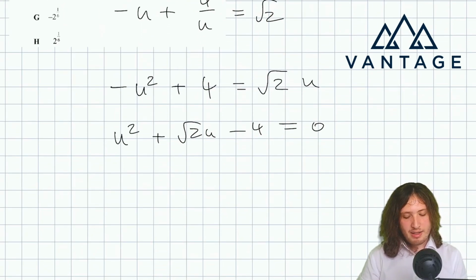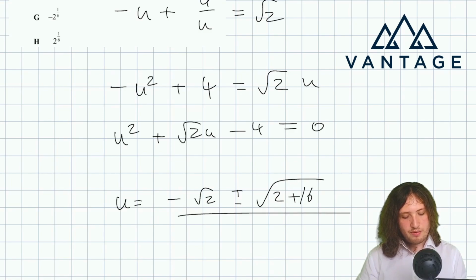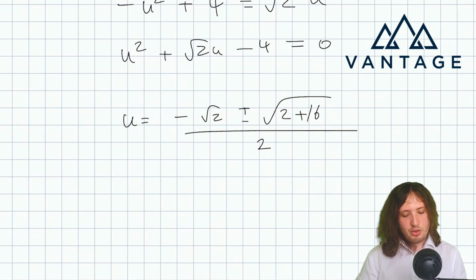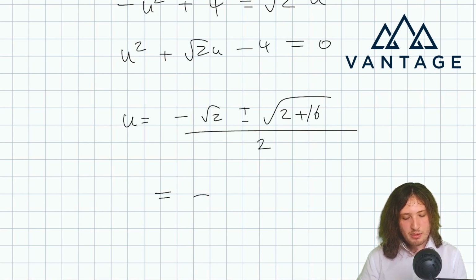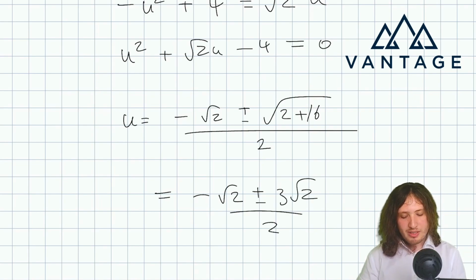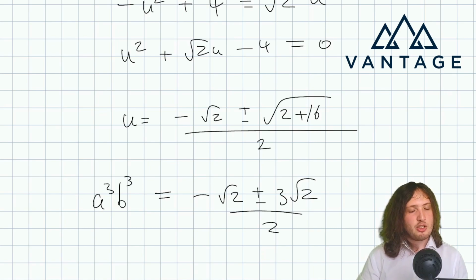Not much hope of factorising that, I think, but we can use the quadratic formula to see that u is going to be minus root 2 plus or minus the square root of b squared minus 4ac. Well, b squared is 2. That's going to be plus 16 all over 2. Now, of course, that's root 18, but 18 is 2 times 9. 9 is a square number. So I can pull out a 3, and I get that is 3 root 2 over 2. So there are two possible values for what a cubed b cubed can be.